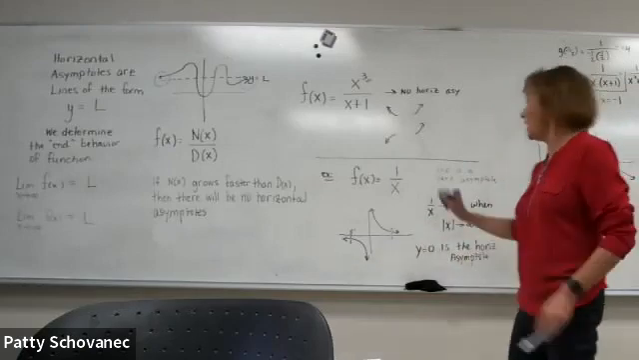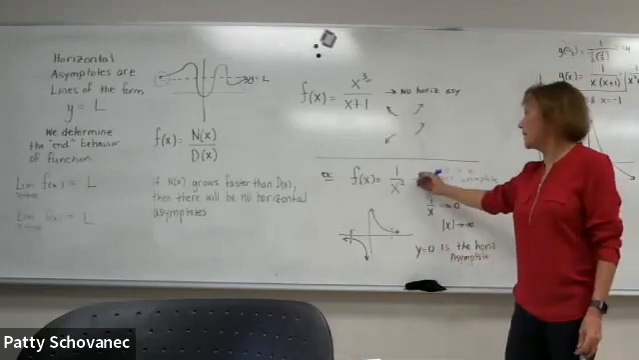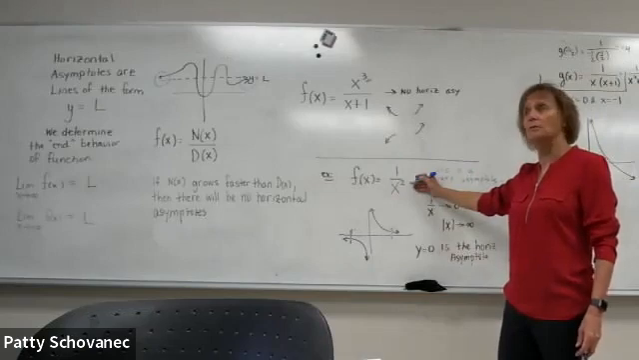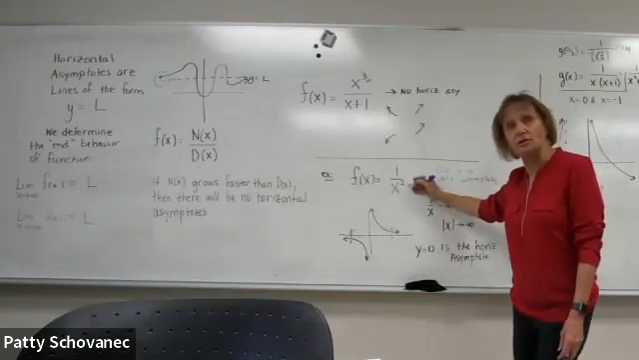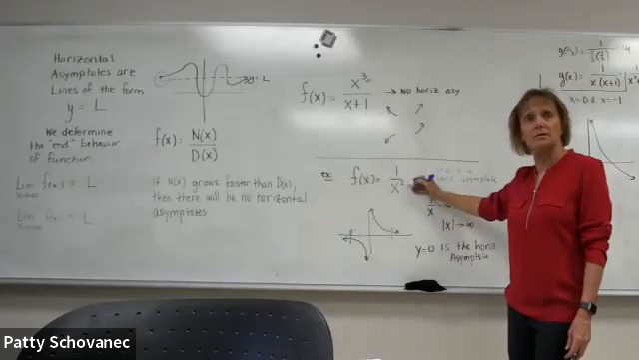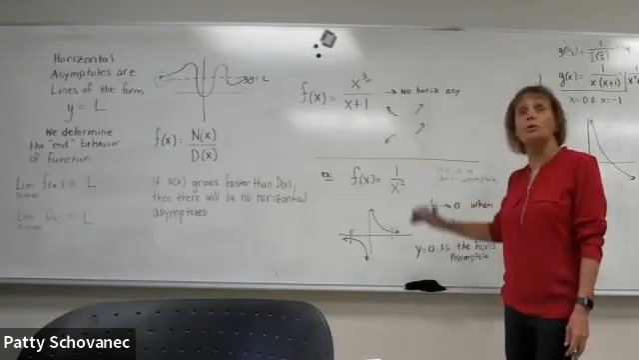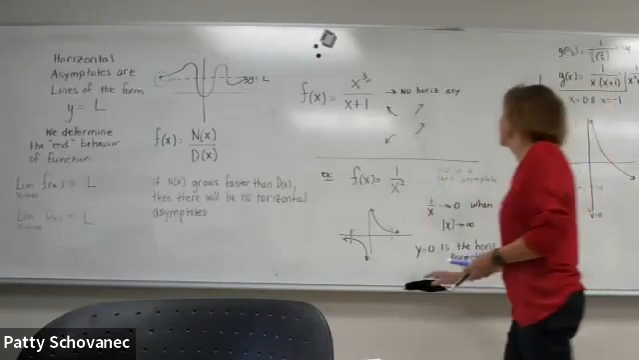Does anything change if I start putting powers up here? Suppose I had a 1 over x squared. Does that take away the horizontal asymptote? No, it makes the graph hug that asymptote quicker. 1 over x squared goes to 0 faster than 1 over x does when x is large. 1 over x cubed goes even faster to 0 than 1 over x does. So in general, 1 over x to a power is going to go to 0 when x is a large number.